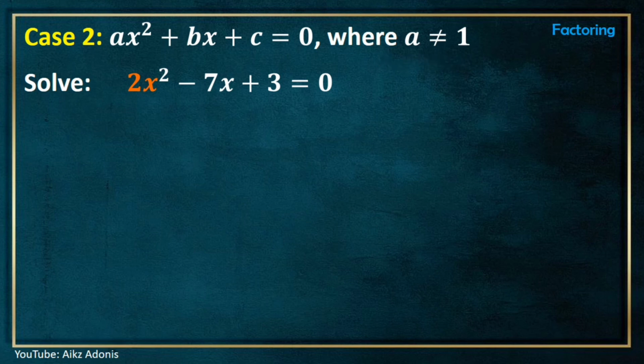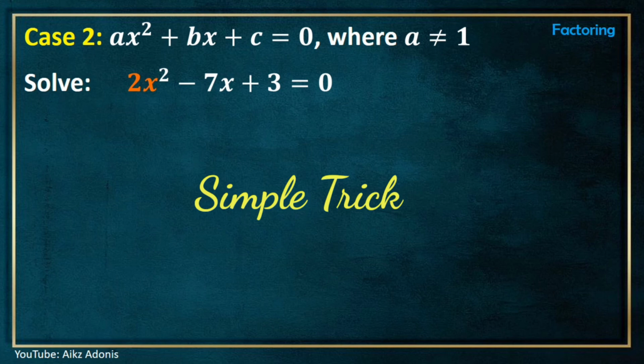To solve this quadratic equation 2x squared minus 7x plus 3 equals 0, you might need trial and error. But in this video, I will share with you a simple trick to solve this kind of equation. So, let us now begin.